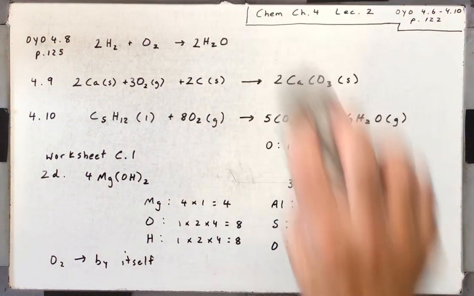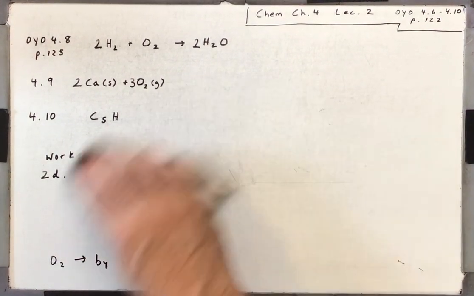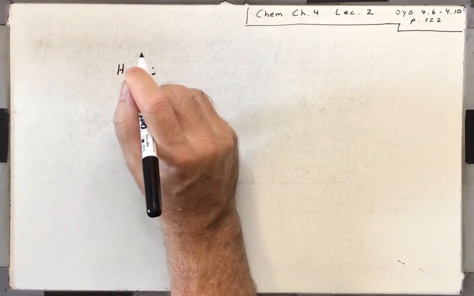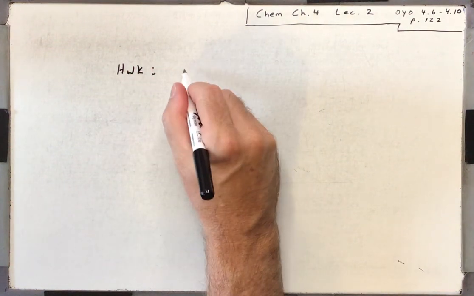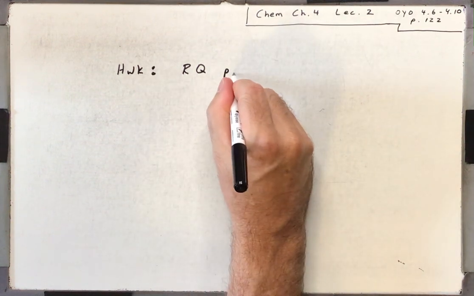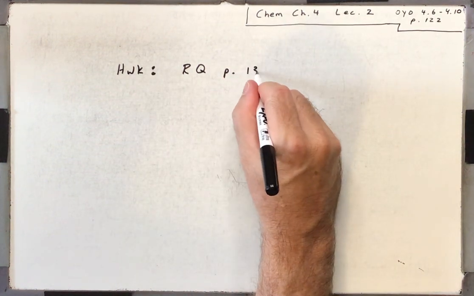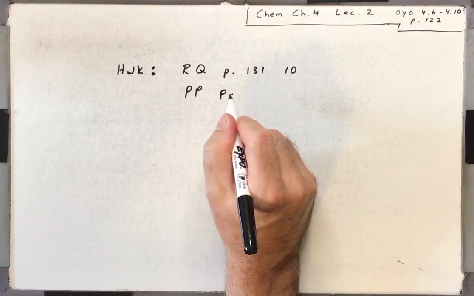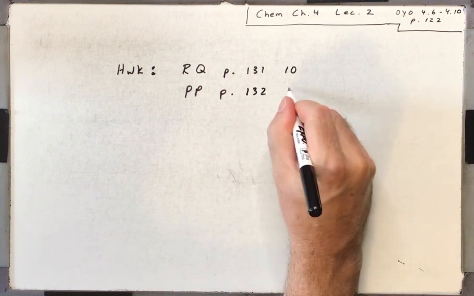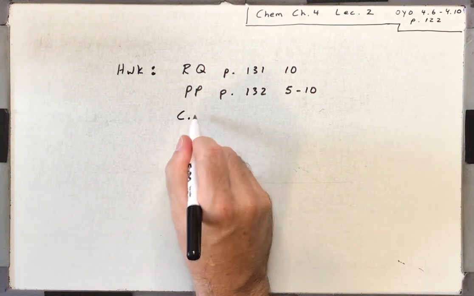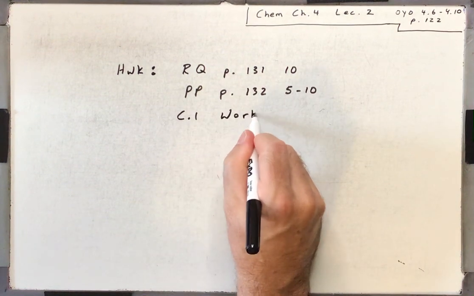Okay, let's talk about your homework assignment. So you're going to finish up the review questions. So review questions, page 131. You can do number 10. Practice problem on page 132. You can do 5 through 10. And then your C1 worksheet, keeping track of atoms.